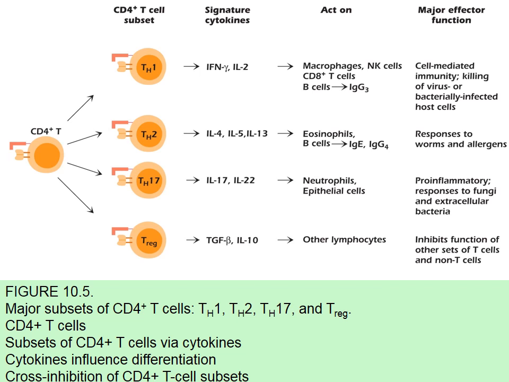So signature cytokines are gamma interferon and IL-2, and these act on these cells. And the major effector response basically is that they mediate cell-mediated immunity, killing a virus or bacterially infected host cells. So you can see we need Th1 cells to boost our CMI, cell-mediated immunity, and fight against cancer and bacteria. If you don't get that signal for T cells to proliferate, you will be unable to do that. And if you are unable to do that, you have immunodeficiency.